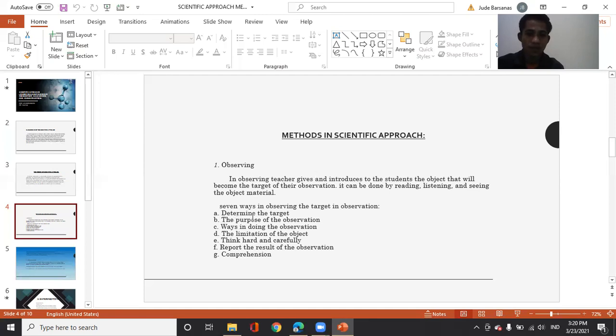A, the student determines the target. B, the student should know the purpose of the observation, the ways they are using in doing the observation, and the limitation of the object that they are going to observe, and how the student thinks hard and carefully in doing the observation. And then the student must report the result of their observation to the teacher. And then G, comprehension: how they know about the object that became the target of observation.